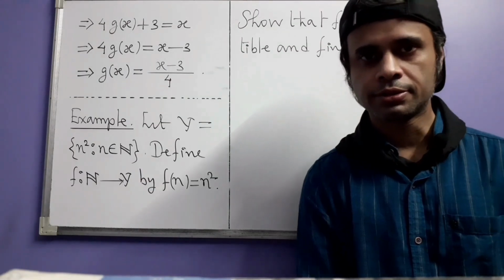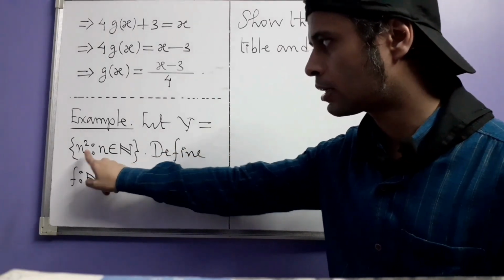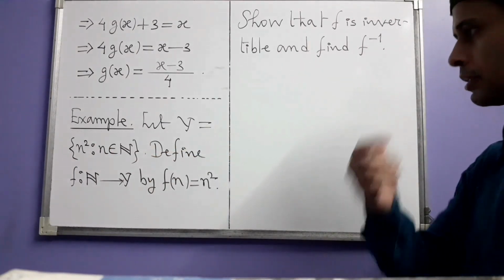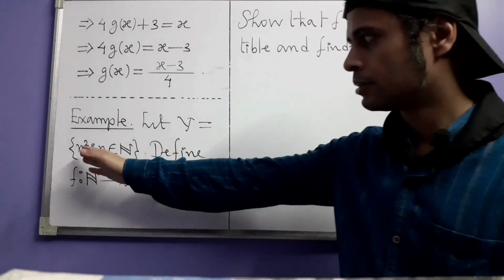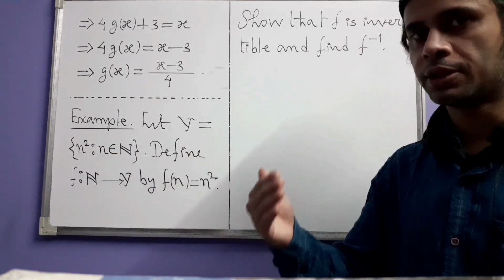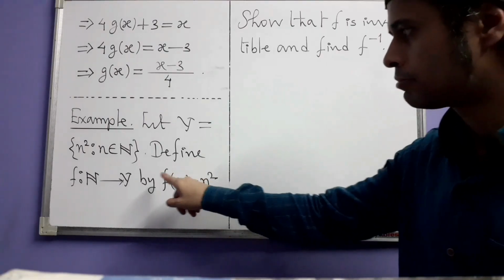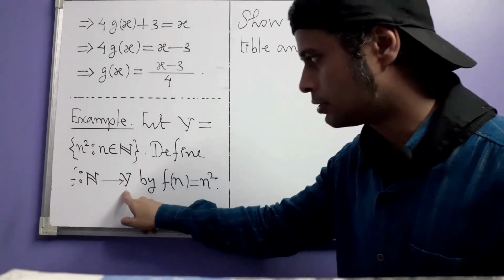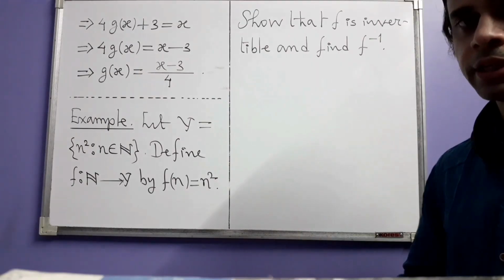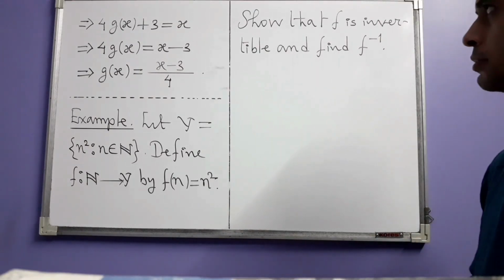Next example is also similar. Here the set Y is the set of squares of all the positive integers. So that means you will have these positive integers in this set: 1, 4, 9, 16 like that, and we have defined the function f from N into Y, which is the ordinary square function with natural number inputs.